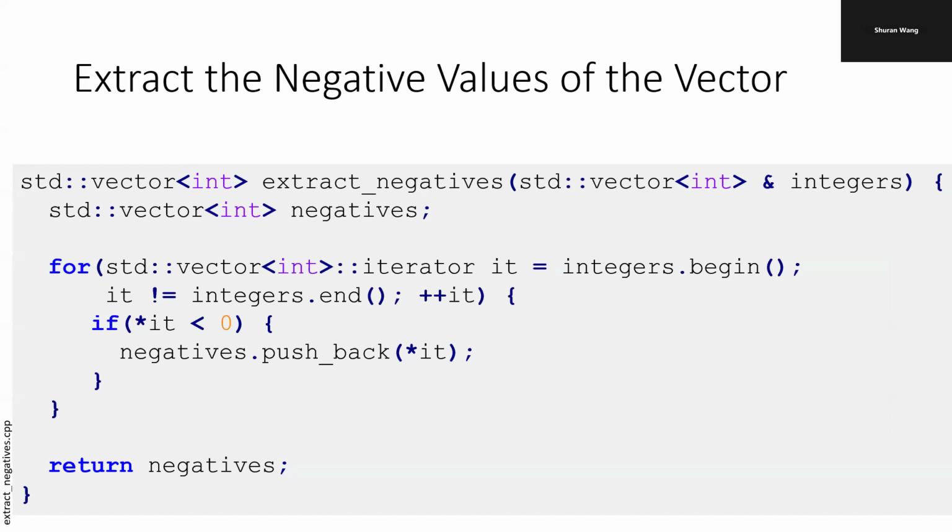So your program should look something like this. The extract negatives function takes in the vector of integers by reference. It returns a vector of integers. And we have the vector of integers negatives initially as an empty vector, and the for loop starts from the integers.begin iterator. We do the bounds check for it not equal to integers.end. We increment every iteration. And inside, we check if the reference it is less than 0, then we push it back into negatives. So good.